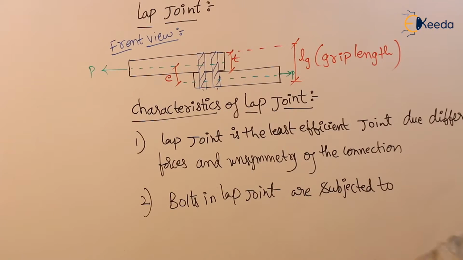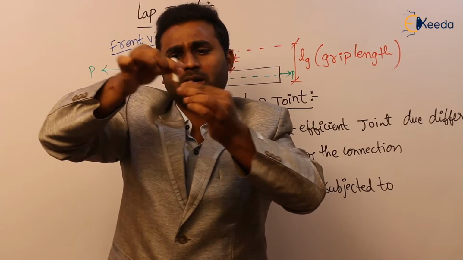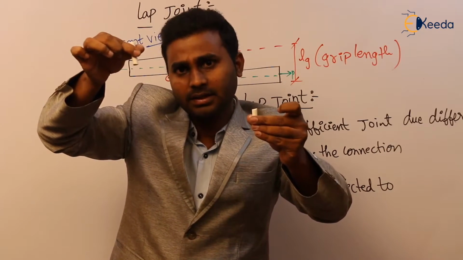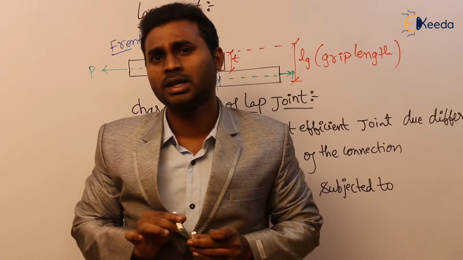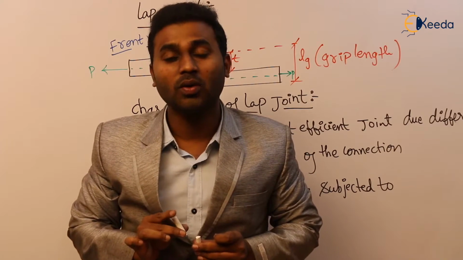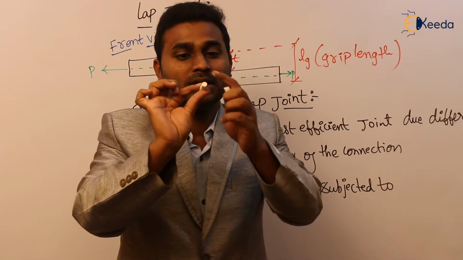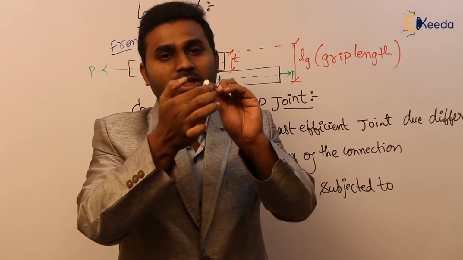So I will show here. This is going to move like this, and this is going to move like this. Because of this, it is going to break like this. So what is this type of failure? This type of failure is known as shear failure of bolt. Now what is the area that is subjected to shear? See here. This area is going to break. Yes or no?